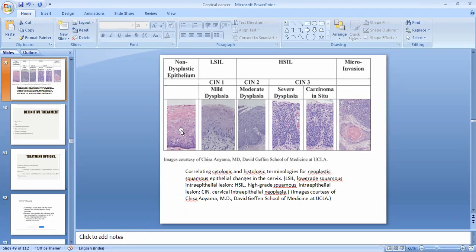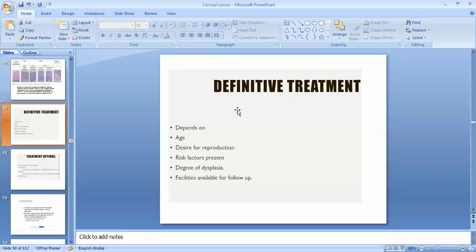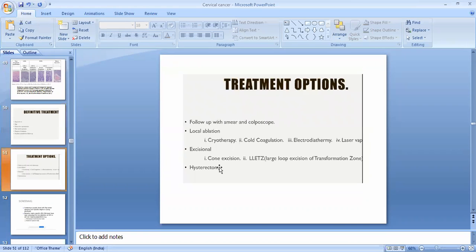So we also discussed all this dysplasia and hyperplasia in earlier episodes. Now, definitively, what happens if you find this? What could be the treatment? Definitive treatments depend on the age, desire for reproduction, risk factors present, degree of dysplasia, and facilities available. So depending on this, people may go for different kinds of treatment options.